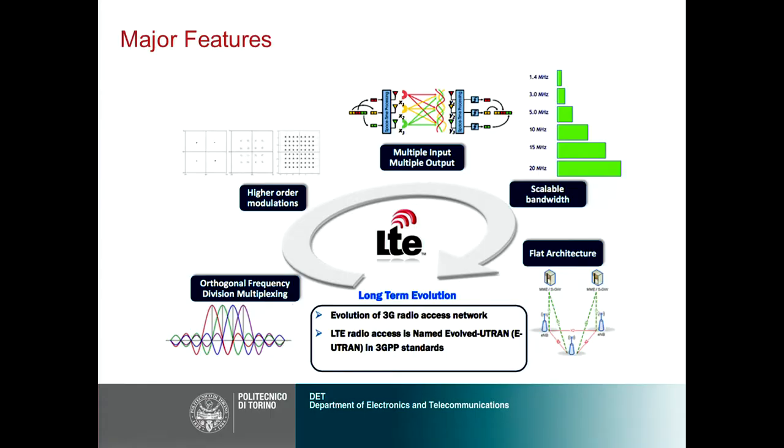The major features of LTE here, I want to point out a couple of things. Flat architecture. Flat architecture means that unlike second and third generation, where the architecture of the network was very hierarchical, and that brought about complications because you need to have a piece of higher hierarchy controlling everything underneath. In the 4G flat architecture, you have elements of the architecture talking to each other. You have towers talking to each other.